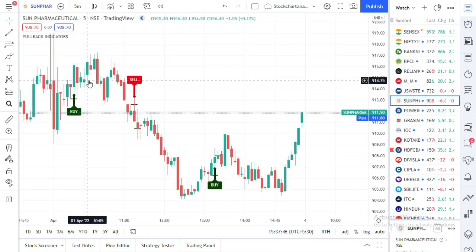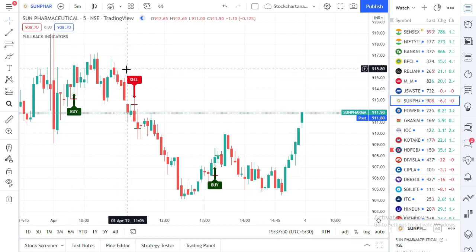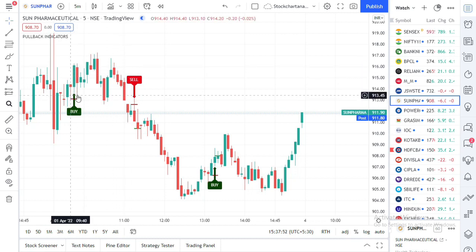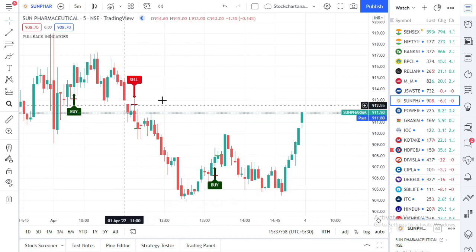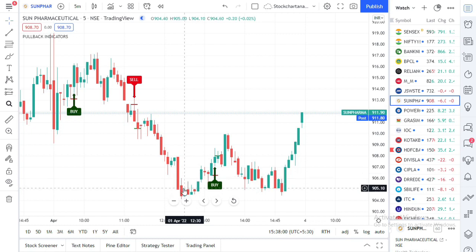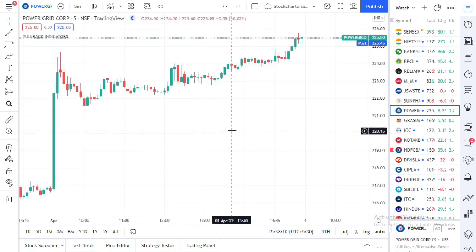This is Sun Pharma. In Sun Pharma we got a buy signal here in the morning, and then unfortunately our stop loss got triggered. Again we got a sell signal. The next candle has also given us the confirmation, and we managed to recover our loss and exit with some profit.